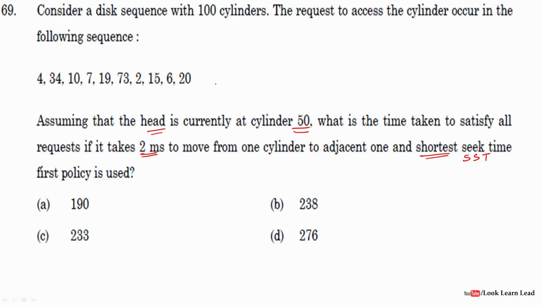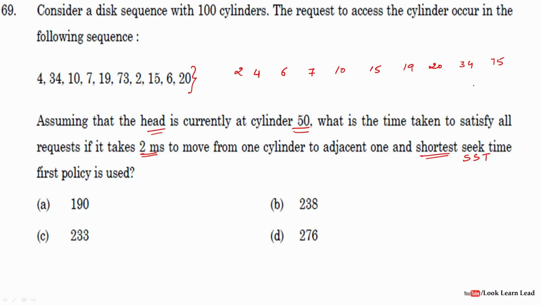It takes 20 milliseconds to move from one cylinder to the adjacent, and the algorithm we have taken is shortest seek time first. So what I'm going to do is write the requests in increasing order so that it is beneficial for us. Our smallest is 2, then 4, then 7, then 6 and 7, then 10, then 15, then 19, then 20, I suppose, then 34, and then 75.